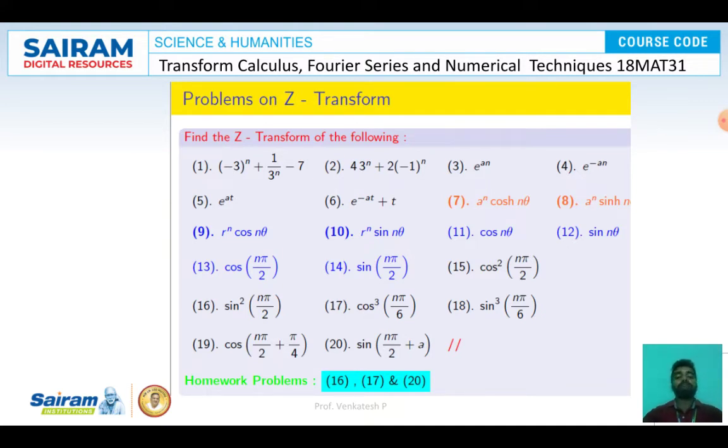cos³(nπ/6), sin³(nπ/6), cos(nπ/2 + π/4), and sin(nπ/2 + π + a). So now for all these functions I am going to find the Z transform with the help of basic Z transform formulas.